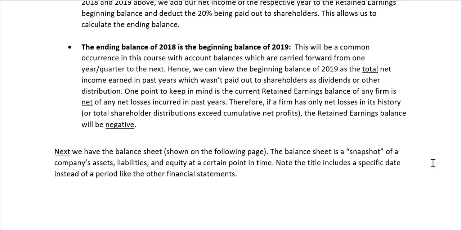Next, we're going to look at the balance sheet. The balance sheet is best described as a snapshot of a company's assets, liabilities, and equities at a certain point in time. Note the title includes a specific date instead of a period, like the other financial statements.